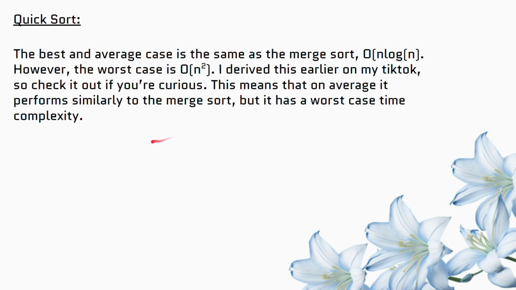So, what is the best, average, and worst case scenario for the quicksort? The best and average case is the same as the merge sort, which is just O of n log n. So it is very similar to the merge sort in that aspect. However, the worst case is O of n squared, which is quite bad, right? That's the same worst case scenario as the bubble and insertion sort.